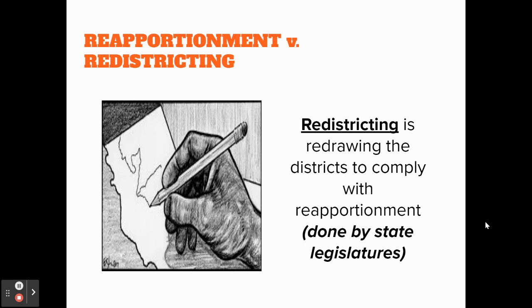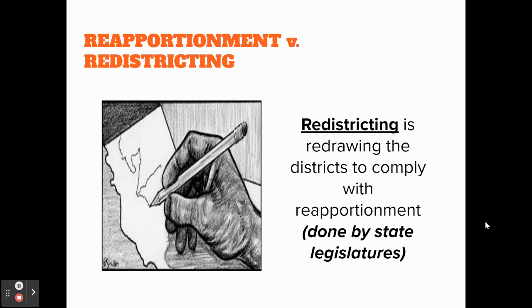It's important to note who does this. It's not done by the federal government, it's done by state legislatures. So, like in the case of Pennsylvania, it's the state legislature that meets out in Harrisburg that redraws these districts to go along with the population changes identified by the reapportionment process, right? So, redistricting is redrawing the districts to go along with the new data that was accumulated during the reapportionment process.